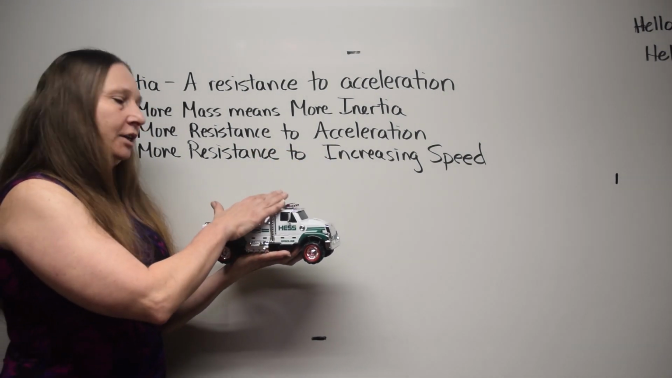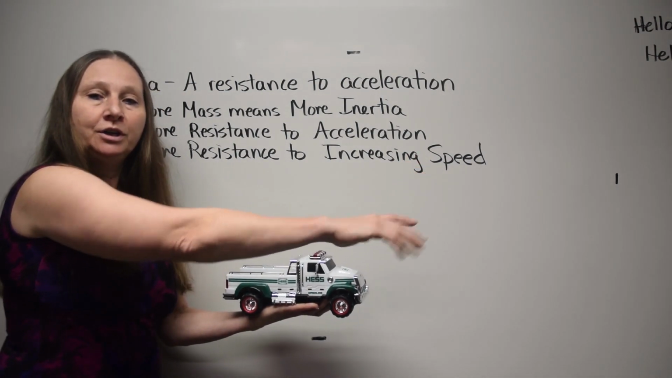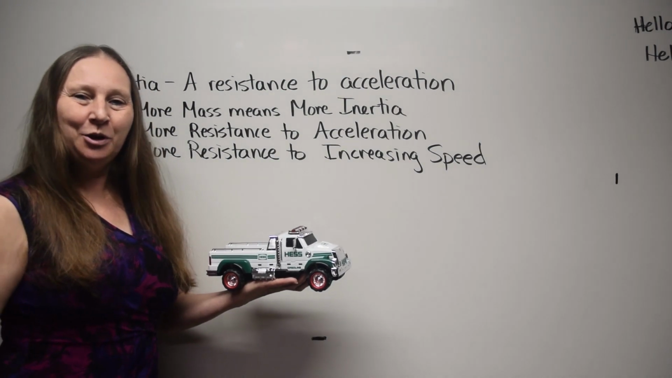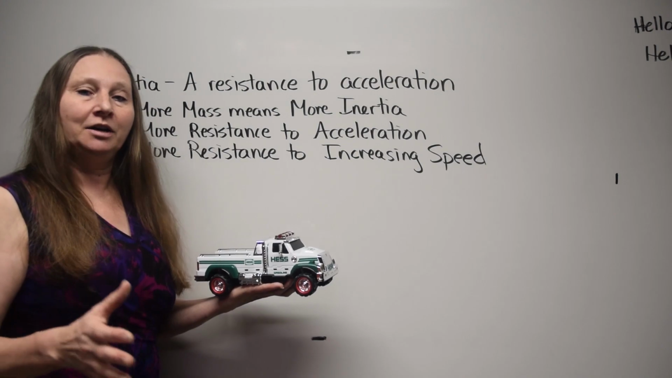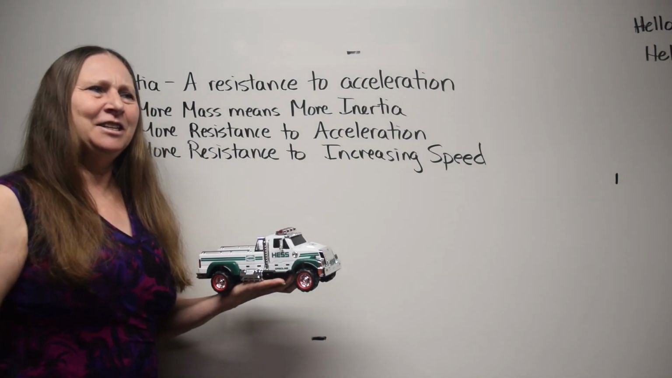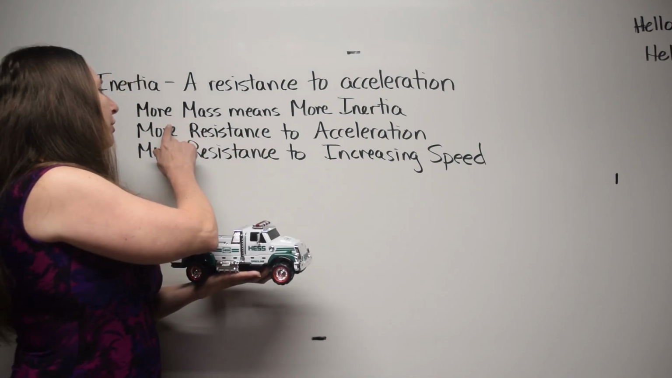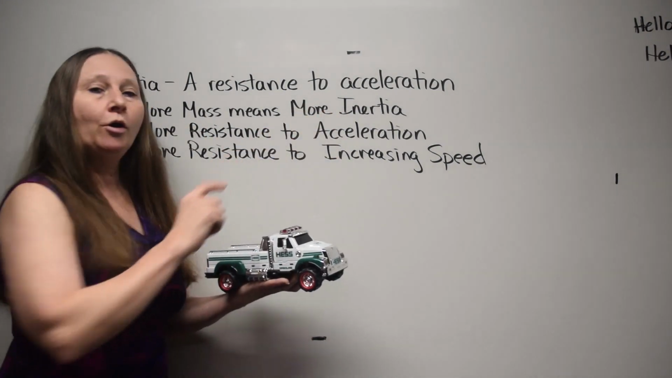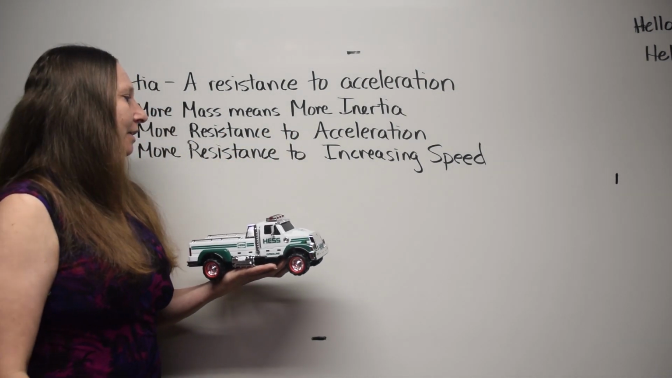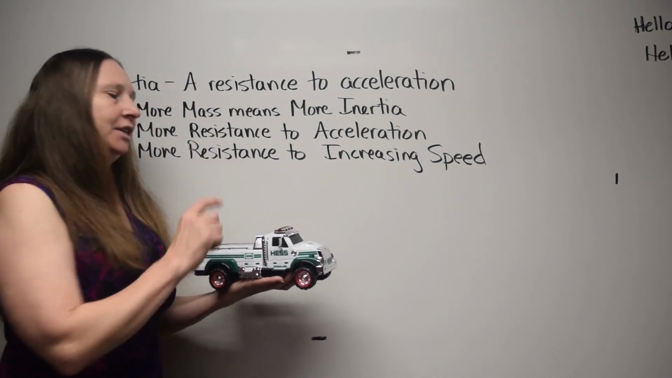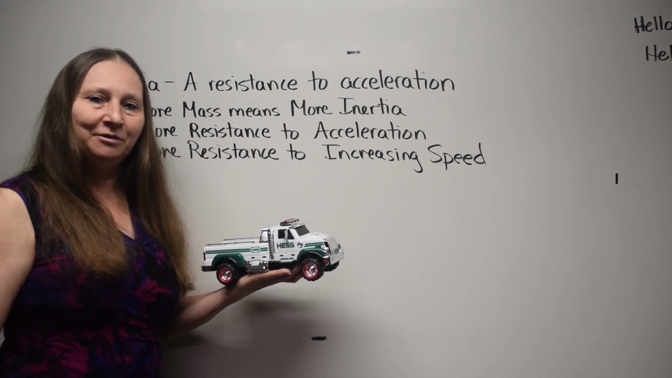Now we know that we could take our toy truck and put it down on the road and give it a little push, and it's going to accelerate pretty quickly. Now, if you give a big regular truck the same push, is it going to accelerate as much as the little guy? No. The big truck with more mass has more inertia, so it has more resistance to acceleration. That big truck has a resistance to increasing its speed that this little truck doesn't have.